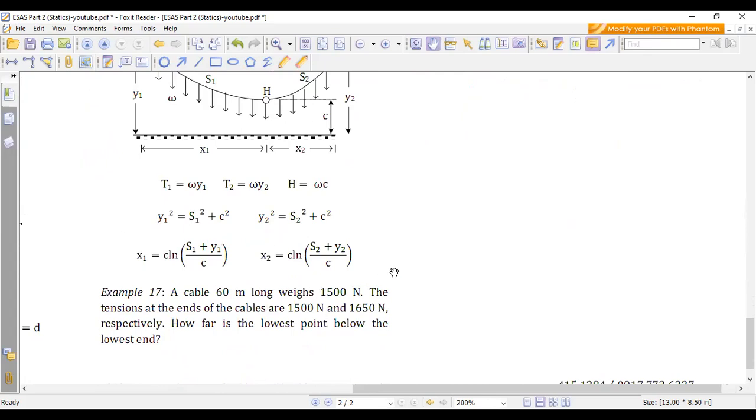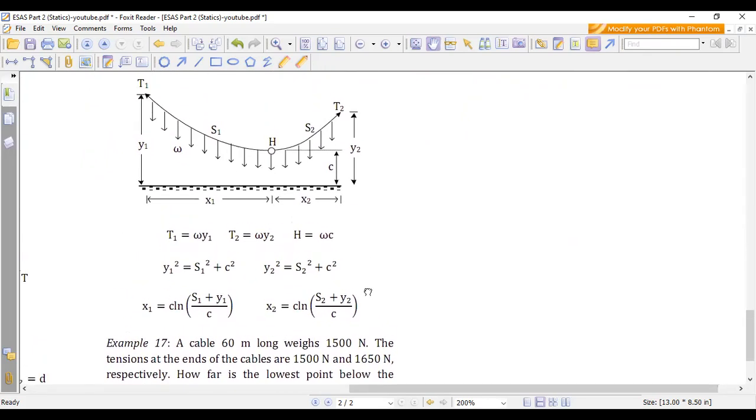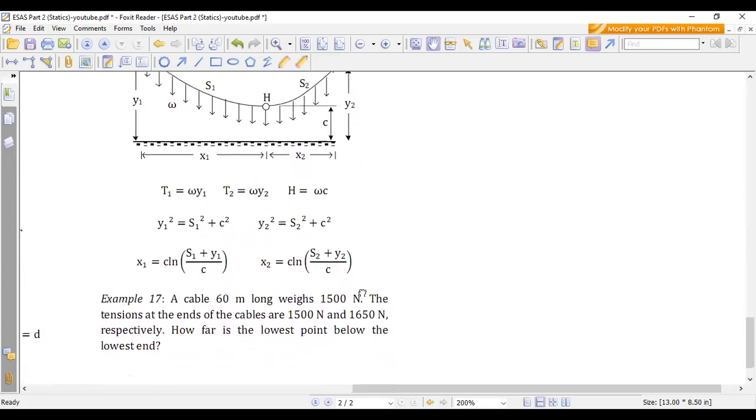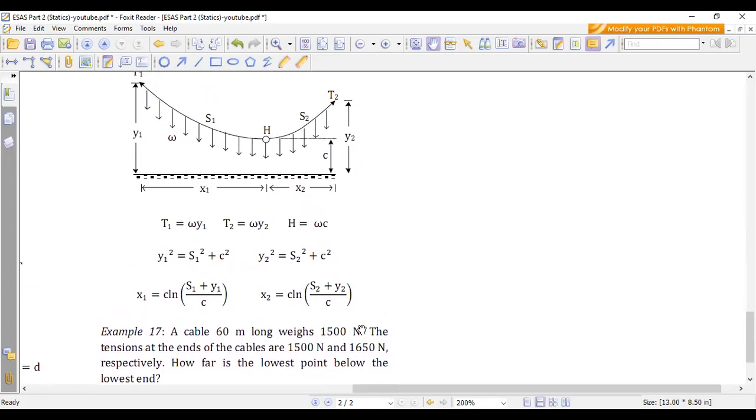Okay, let's take a look at number 17. We have here a cable that is 60 meters long and weighs 1,500 Newton. The tensions at the ends of the cable are 1,500 and 1,650, respectively. How far is the lowest point below the lowest end? We are being asked to obtain how far the lowest point is below the lowest end.